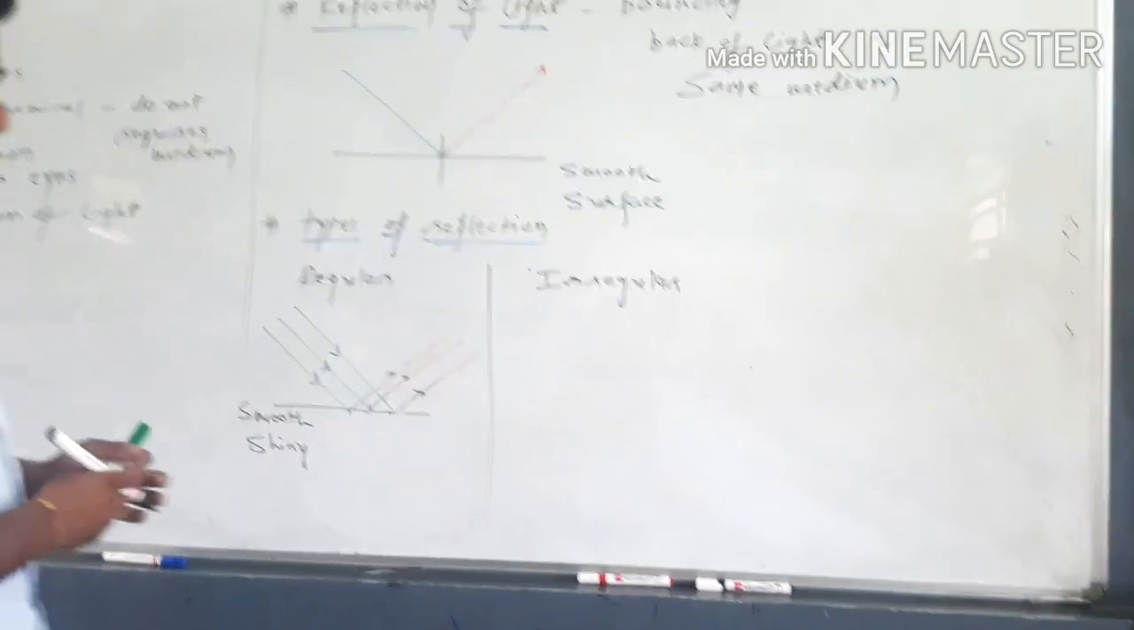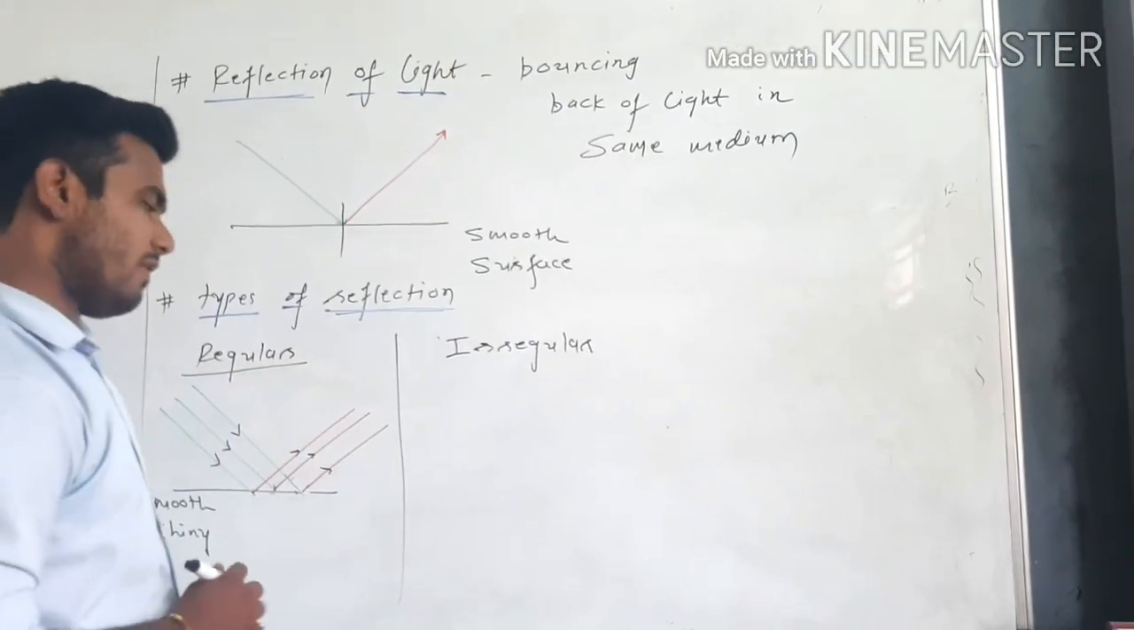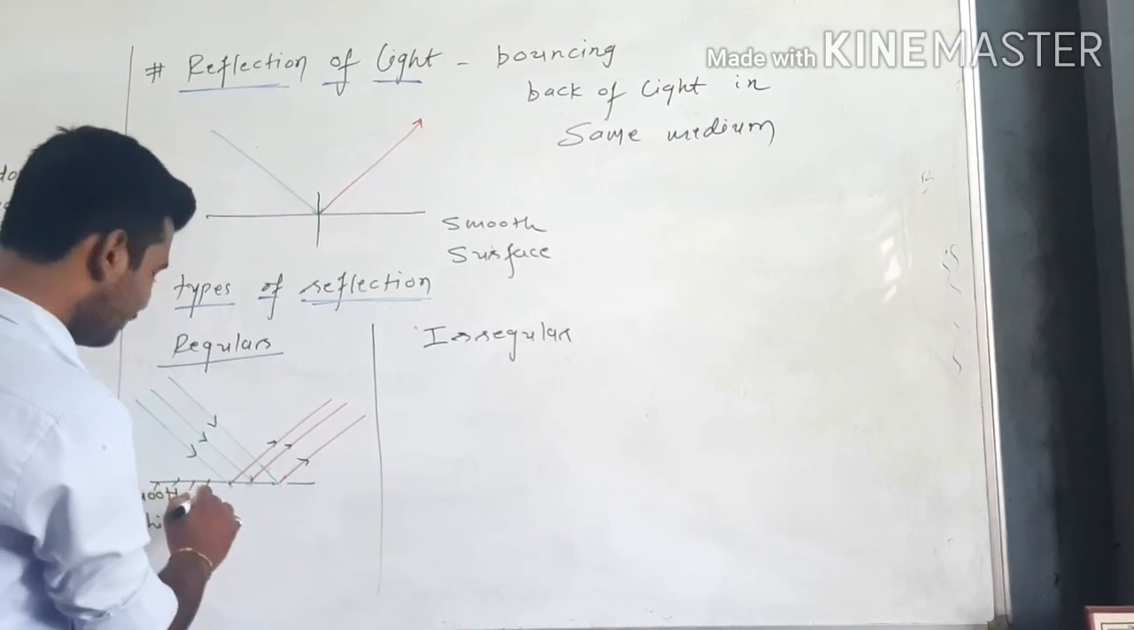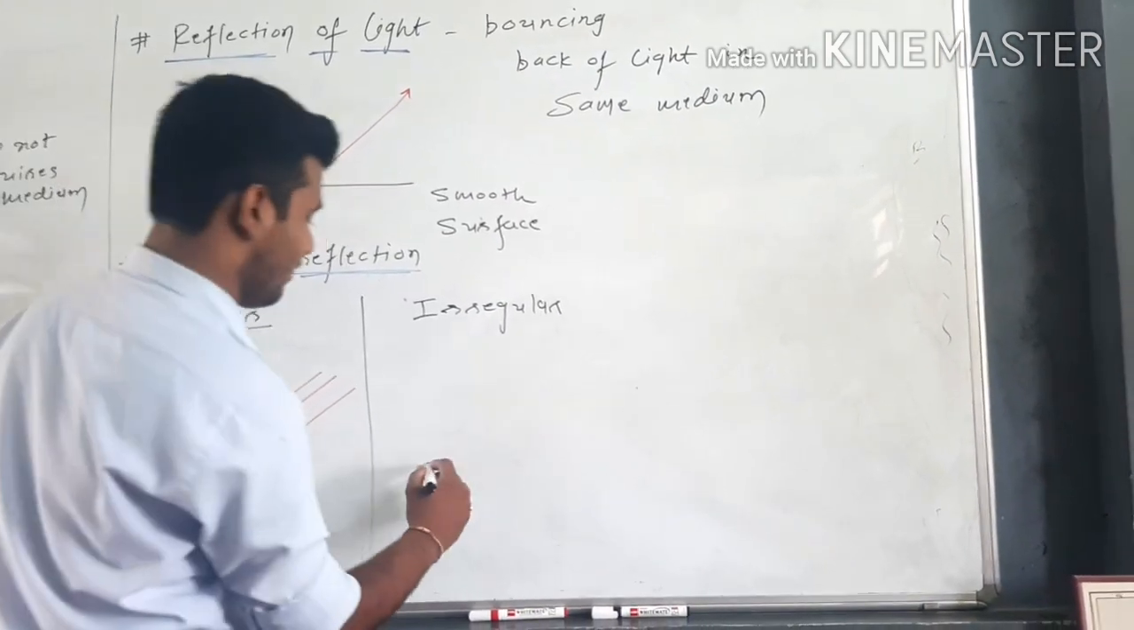So this type of reflection is called regular reflection. Okay, now what happens in irregular reflection?